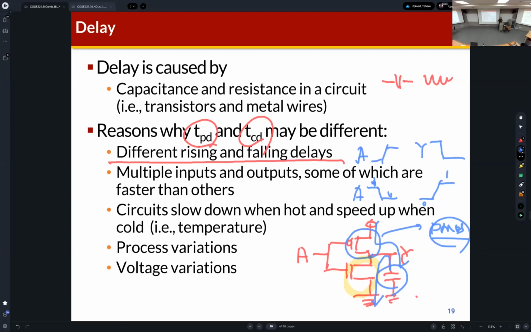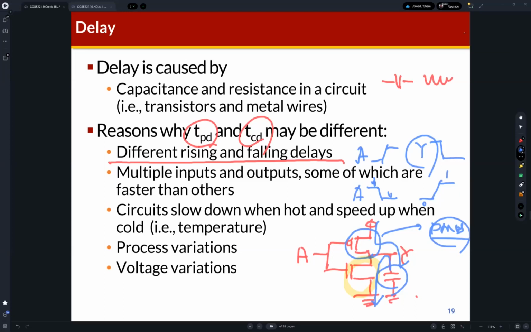Okay, so actually in the real digital circuit, this change of output value like 1 to 0 and 0 to 1 are determined by different transistors, like PMOS transistors and NMOS transistors. And these transistors have different characteristics. Okay? So it means that the rising and falling delays are also different even in this circuit.